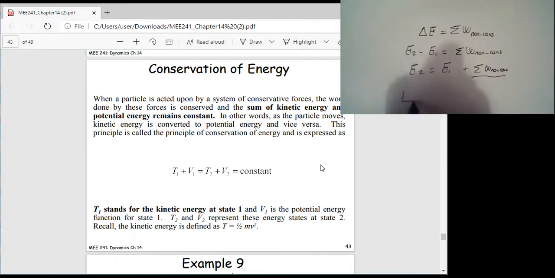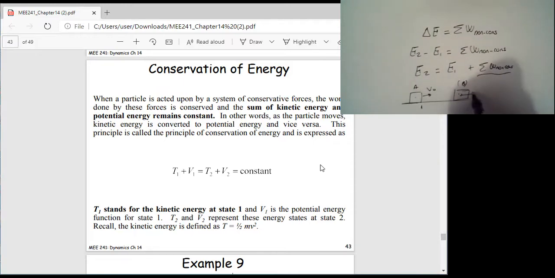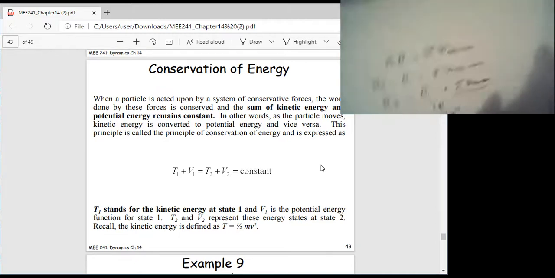So if I tell you that a block was here, initially it had some velocity v0 at state A, and at state B, we had some friction that was applied on the block during that movement. How do I find the final velocity of this guy here? So I'm going to say the final energy here, E2, which in this case, we don't have any potential energy, we have no springs. So let's say the velocity here is going to be v1. So what is the final energy of this block?